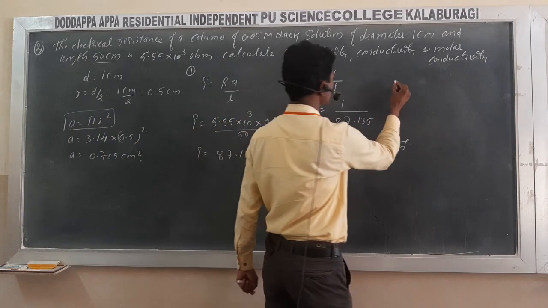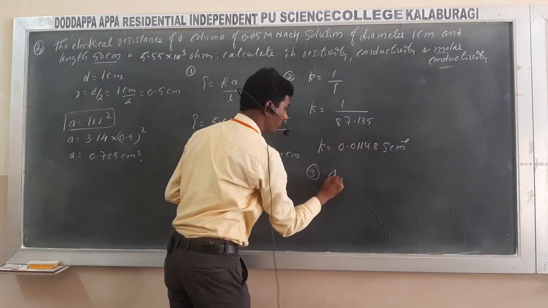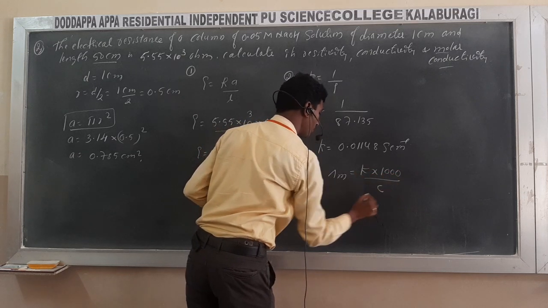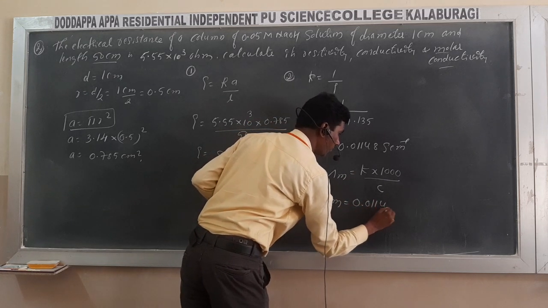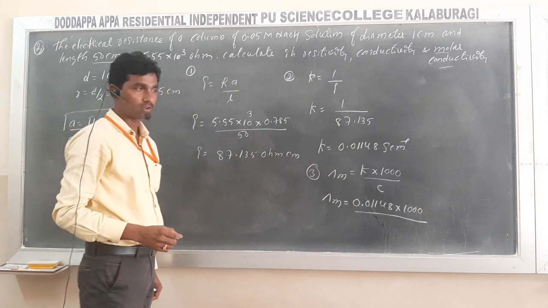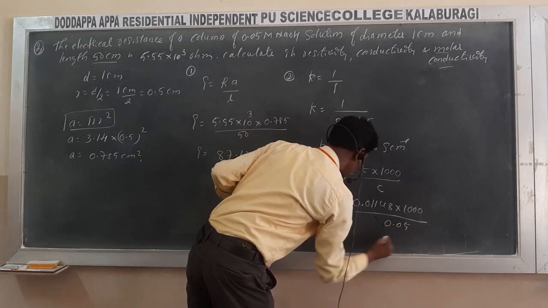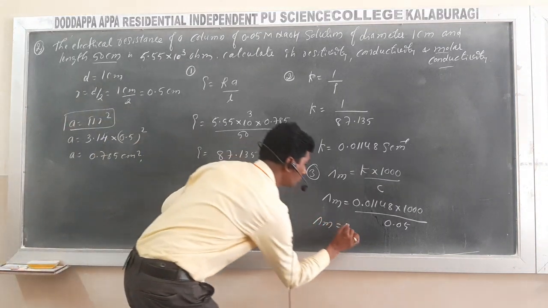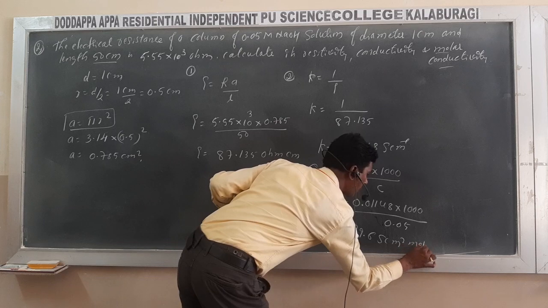So the next is what here? Third case. What you have to find out? You have to find out molar conductivity. Molar conductivity is equal to conductivity into 1000 divided by concentration. What is the conductivity? 0.0148 into 1000 divided by, what is the concentration? The concentration is 0.05. So what is the molar conductance? We can get 229.6 Siemens centimeter square per mole here.